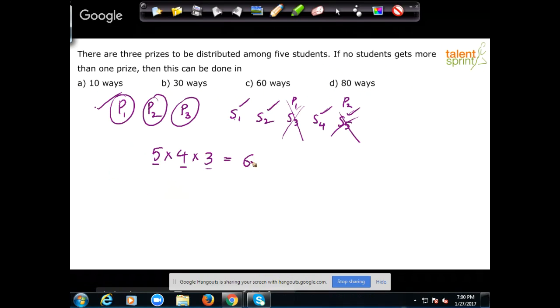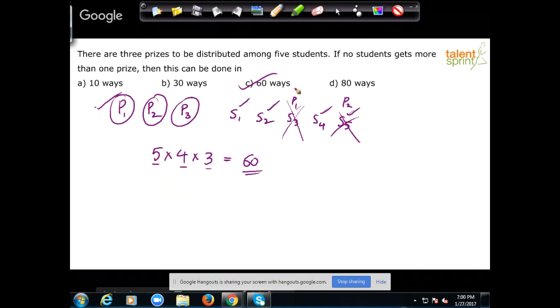Which is 60. So in my view, these 3 prizes can be distributed among 5 students in 60 ways. Are you getting it? 3 prizes here can be distributed among 5 students in 60 ways. The first one can be given in 5 ways. The second one can be given in 4 ways. And the third one can be given in 3 ways. Right? Are you able to follow? 60 would be the answer.